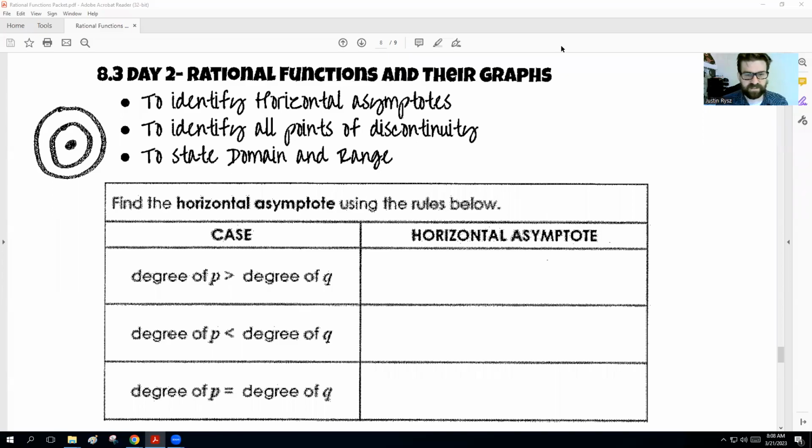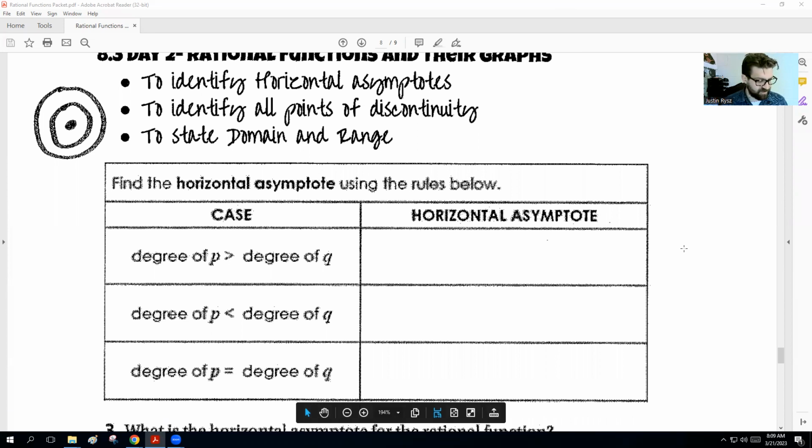Okay, guys, here to help you out on the second day of working on rational functions and their graphs. So today we're going to take what we did, but also make sure we can identify the horizontal asymptotes. We want to make sure we can also identify all parts of discontinuity and then be able to state the domain and range. So basically put all the key features of the graph together here.